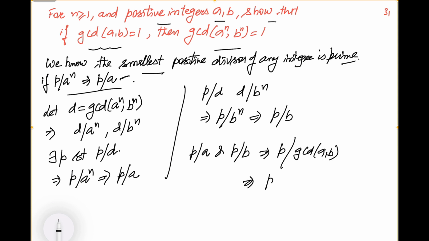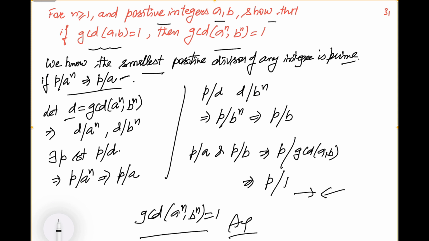What is that? 1. So which is a contradiction, because p is prime, so p has to be strictly greater than 1. P cannot divide 1. So our supposition is wrong, that this GCD cannot be 1. So it means GCD of a power n and b power n is 1. Answer. Second part, a power n divides b power n implies a divides b.